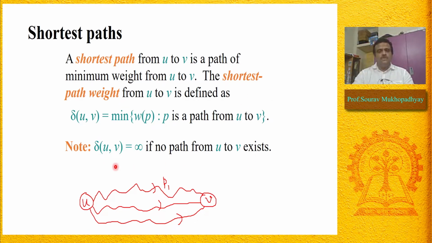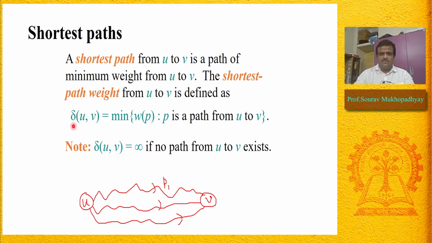And if there is no shortest path from u to v, then we define this by infinity. So, infinity means there may not be any physical path from u to v, that is also possible. So, in that case we define the delta of u v to be infinity to indicate that there is no shortest path from u to v. Okay. So, this is the definition of a shortest path weight delta.